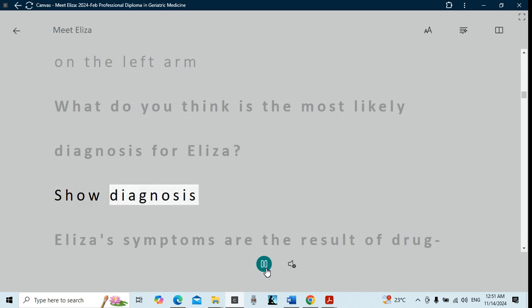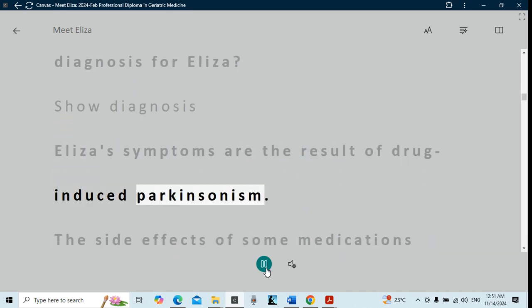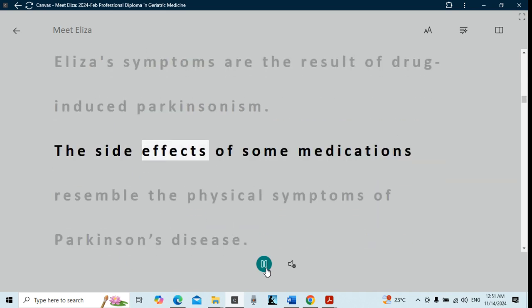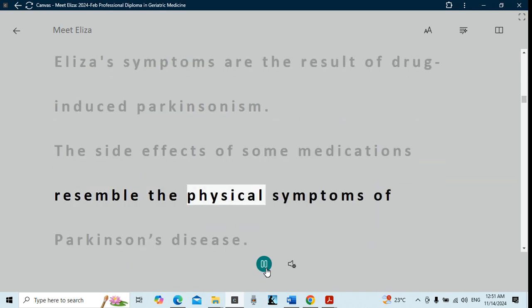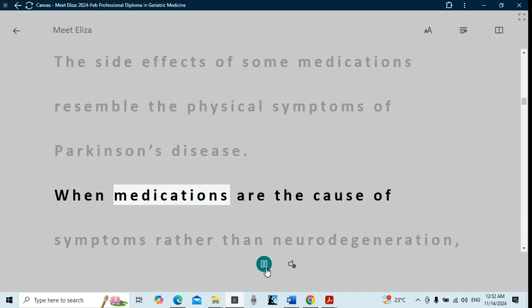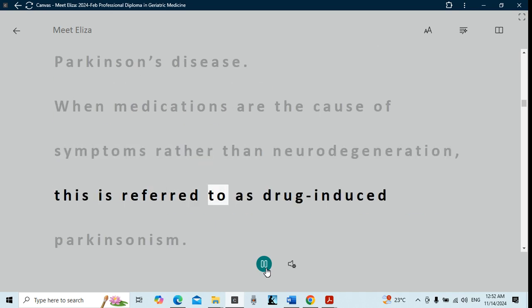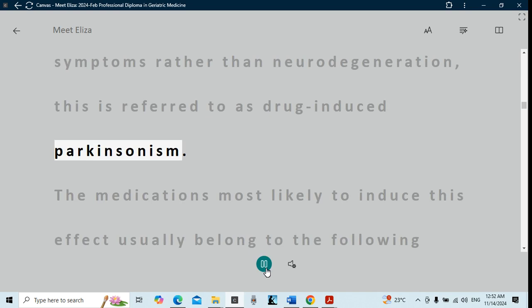Show diagnosis. Eliza's symptoms are the result of drug-induced Parkinsonism. The side effects of some medications resemble the physical symptoms of Parkinson's disease. When medications are the cause of symptoms rather than neurodegeneration, this is referred to as drug-induced Parkinsonism.